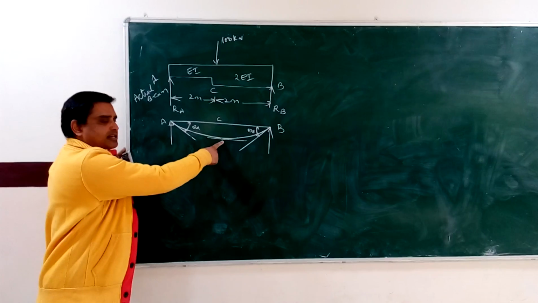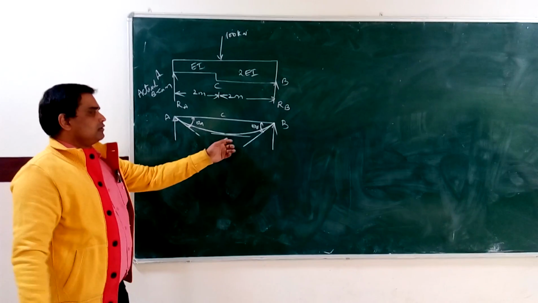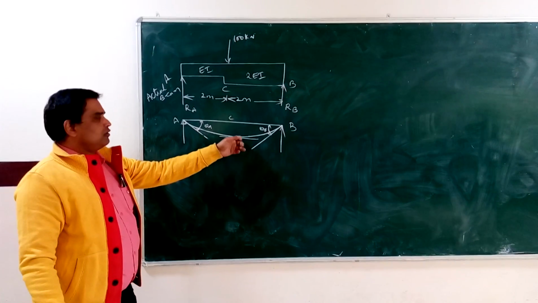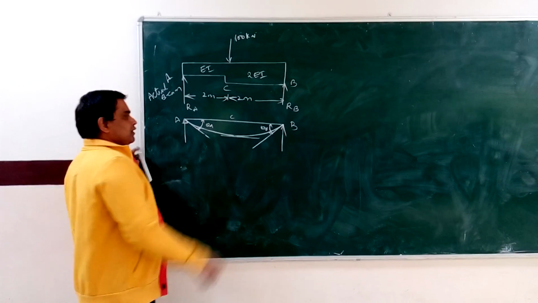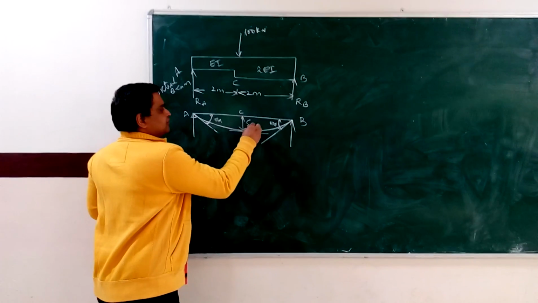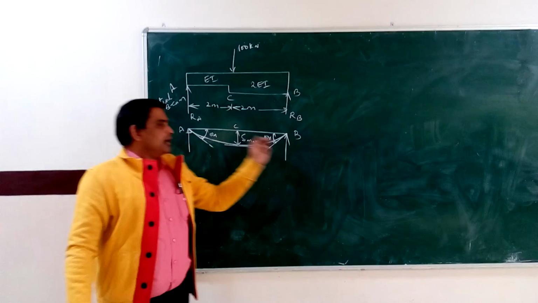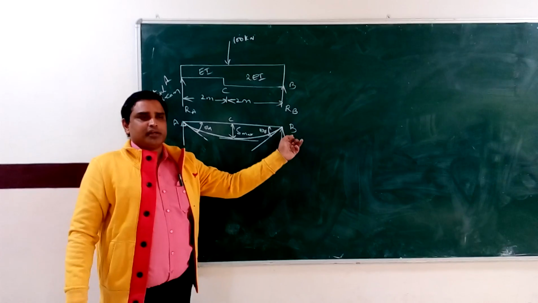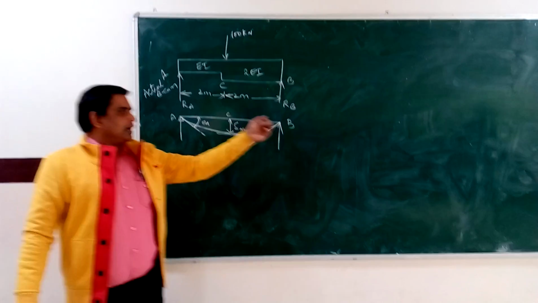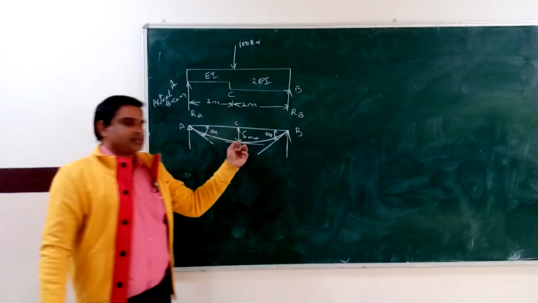This tangent is parallel to the axis of the beam, so there will be no slope at the center. At the center there will be no slope because the tangent drawn on this deflected curve is parallel to the axis of the beam. And the deflection is maximum at the center. This is the maximum deflection at the center. There will be no deflection at the left support and no deflection at the right support. And the slope is maximum at the left support and right support, and there will be no slope at the center.